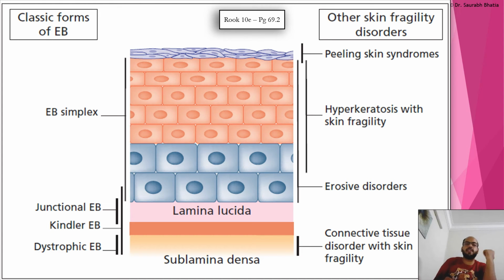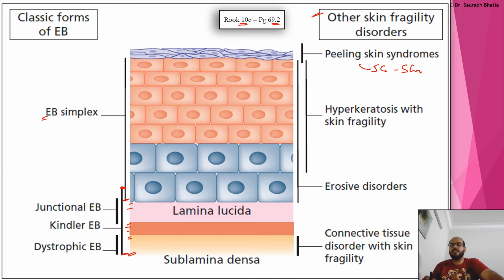Don't worry. So in the classical forms of EB, this is a diagram which I've taken from Rooks 10th edition, page 69.2. In EB simplex, the split is very superficial, going till the basal keratinocytes. In the junctional EB, it's in the lamina lucida and lamina densa. In dystrophic EB, it is lamina densa and then sublamina densa. In Kindler EB or Kindler syndrome, it is from the basal cells all the way till sublamina densa. In the other skin fragility disorders, the peeling skin syndrome, like acral peeling skin syndrome, the defect is at the level of stratum corneum and stratum granulosum.